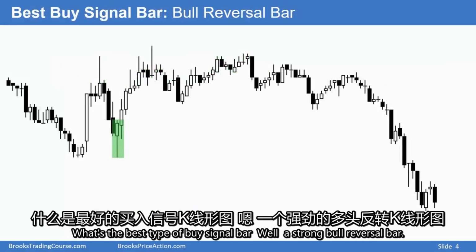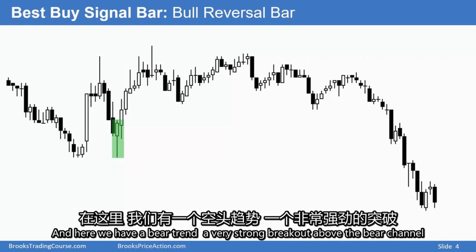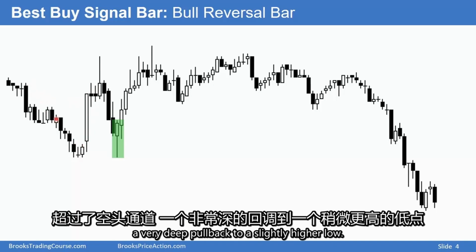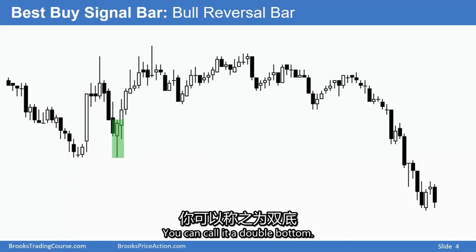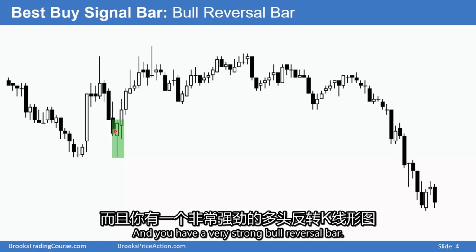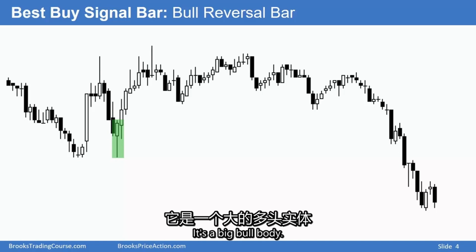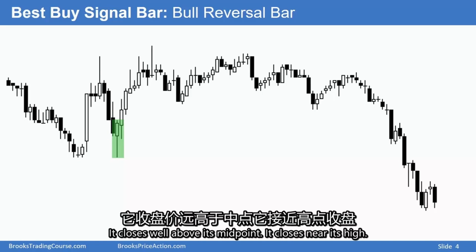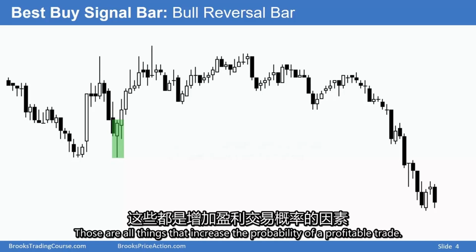What's the best type of buy signal bar? Well, a strong bull reversal bar. And here we have a bear trend, a very strong breakout above the bear channel, a very deep pullback to a slightly higher low. You can call it a double bottom. You can call it a higher low major trend reversal. And you have a very strong bull reversal bar. It has a big bull body. It closes well above its midpoint. It closes near its high. Those are all things that increase the probability of a profitable trade.